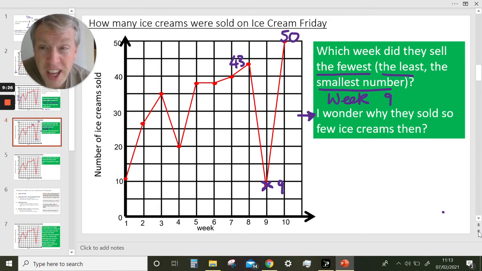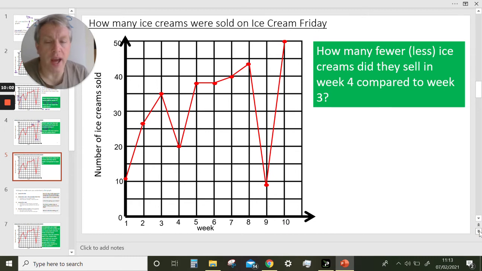Well, maybe we need to think about this. Maybe something happened. Maybe it was very cold. Maybe something happened and all the children were away on a school trip that day. Maybe it was really wet and no one wanted to queue up to get their ice creams. Maybe something else was happening. Maybe part of the school was closed that day, so some of the children were not in. But we've got to have a reason. We don't know exactly why, but we should be thinking, why might that be?